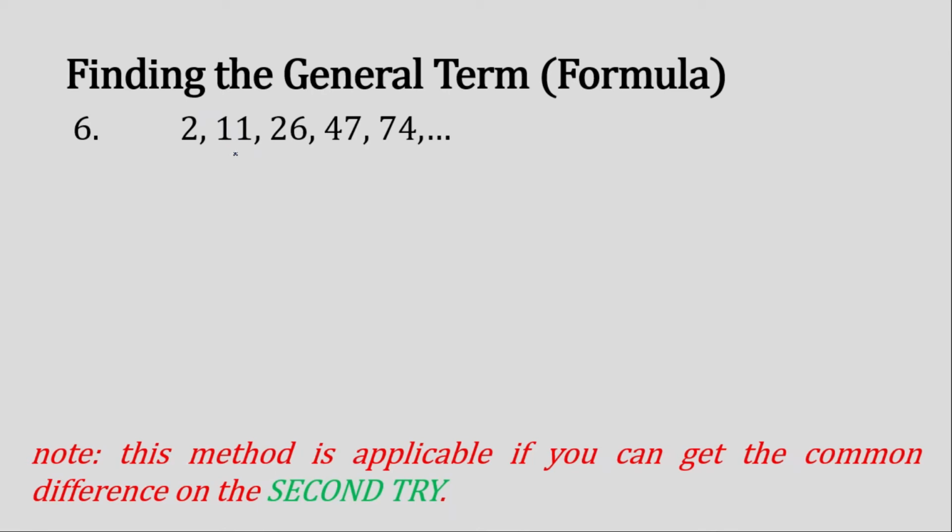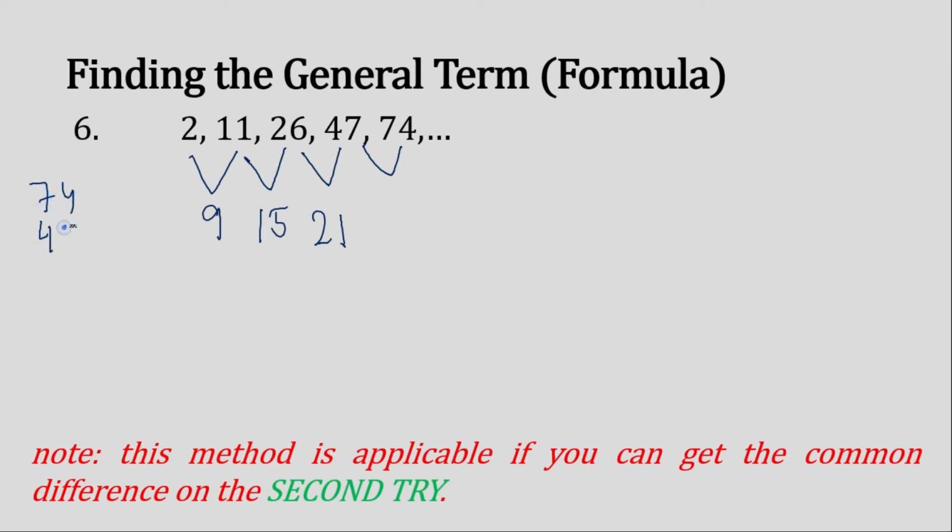Let's check this again. 11 minus 2 is 9. 26 minus 11 is 15. 47 minus 26 is 21. Then 74 minus 47 is 27. Let's try to make sure.